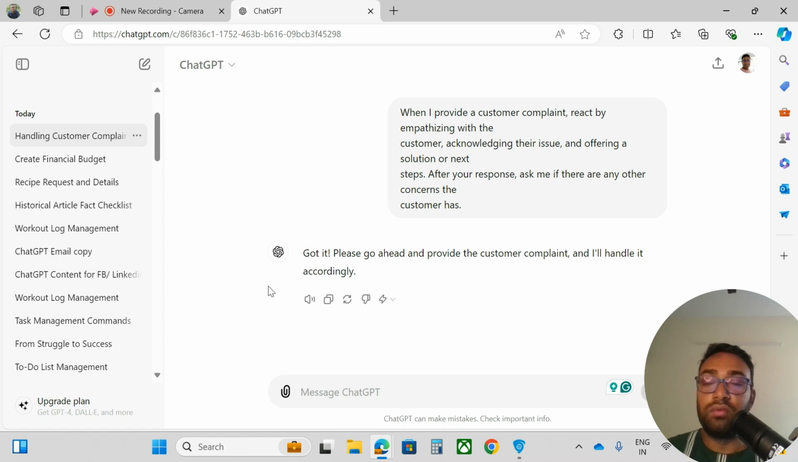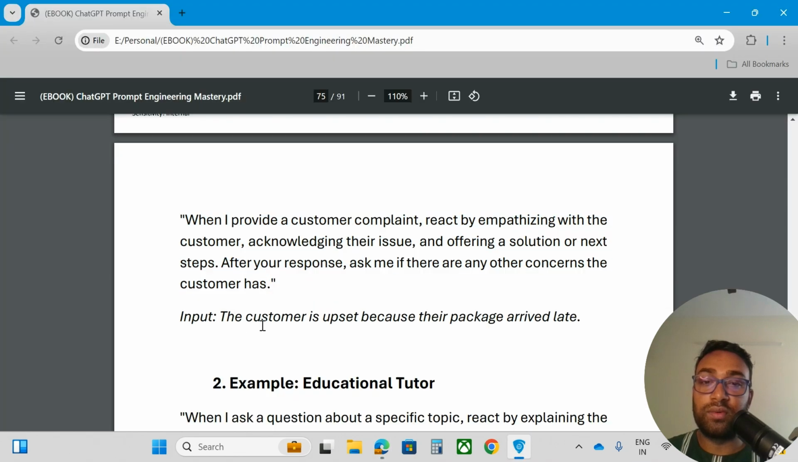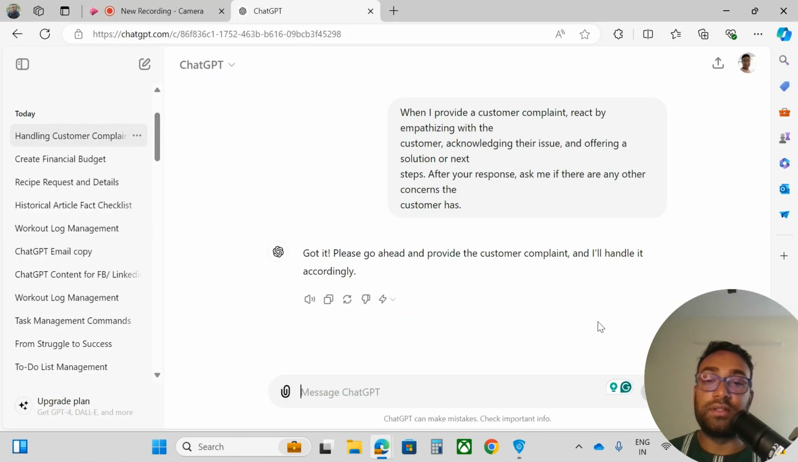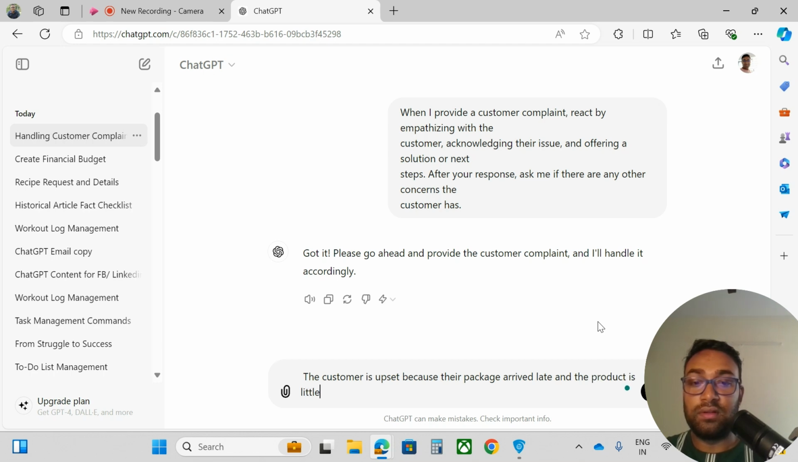Okay, so in this case, I can copy this: the customer is upset because their package arrived late, and again we can add any further detail. The customer is upset because their package arrived late, and the product is a little damaged.